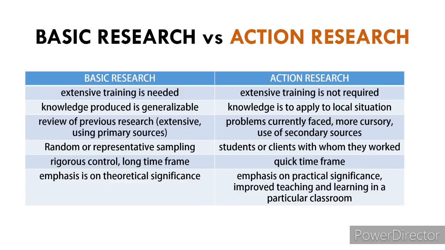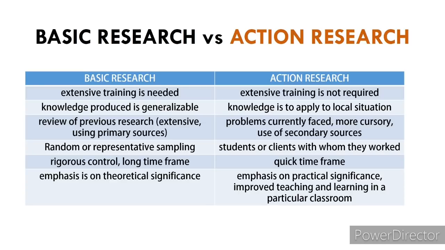First, in basic research, extensive training is needed. This is also what you do if you are enrolled in graduate studies. You have to first take a thesis writing subject and engage for years in studying it. While in action research, extensive training is not required since it is simpler, shorter, and easier to write.